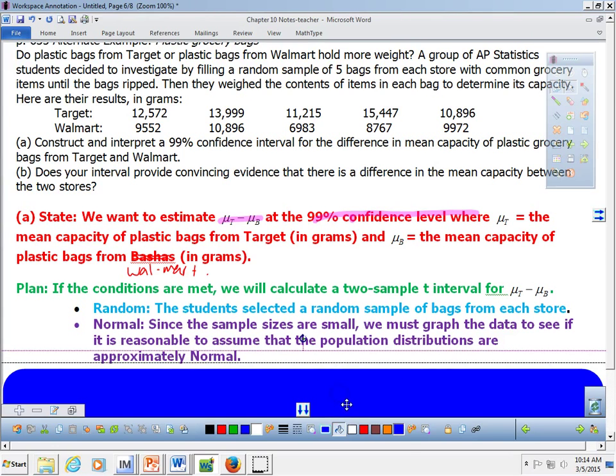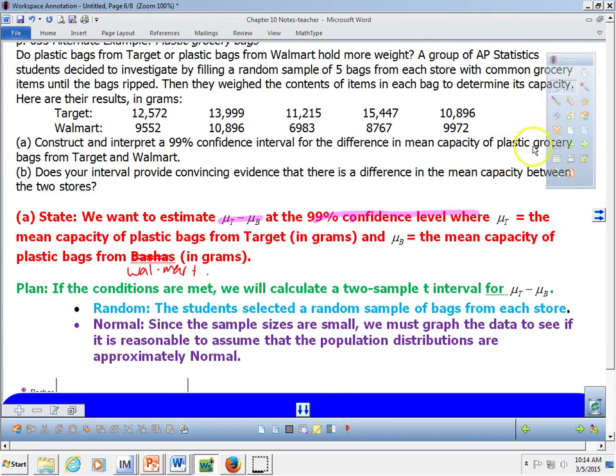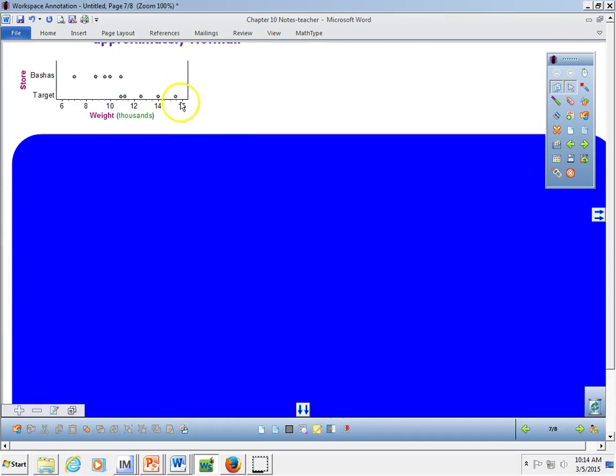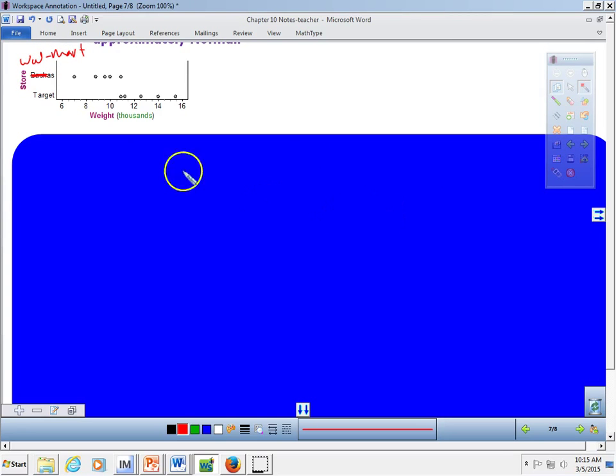Okay? When we do that, we can do a parallel dot plot, right? A parallel dot plot is just a dot plot that has 2 levels to it. And I'm going to, again, mark out this Bashas and write in Walmart. Okay? And so you can sort of layer your dot plot here. And the first layer is for Target, the second one's for Walmart.